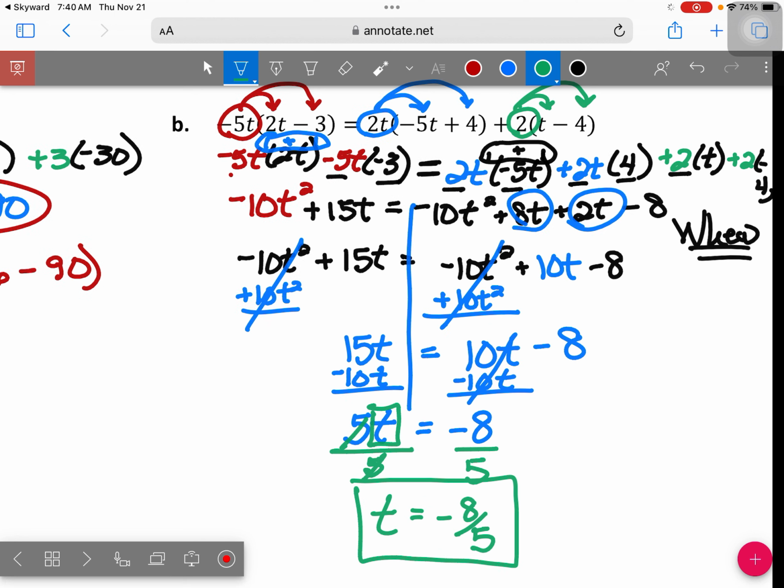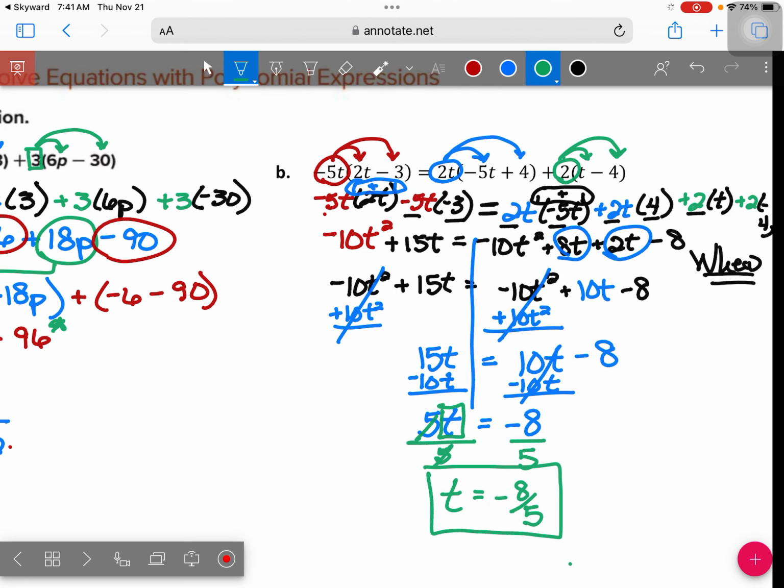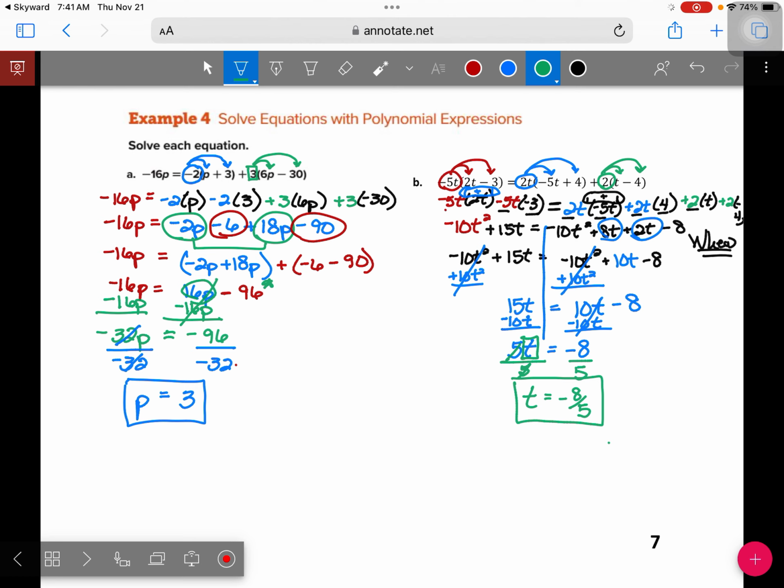So again, you just need to be very careful when you are distributing. Make sure of your signs. Negative times negative is a positive. Negative times positive is negative. When you have like terms, but they're on opposite sides, you need to get them all on the same side. So if it's negative, you would have to add. If it's positive, to get it to the other side, you'd have to subtract. Any questions about those two problems? No?